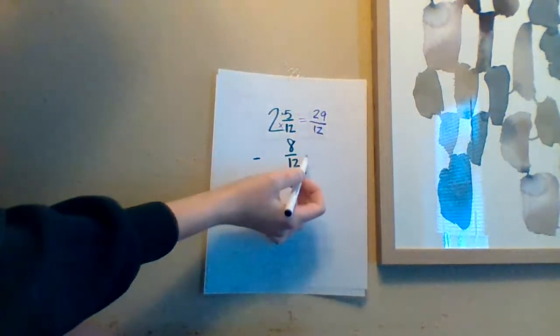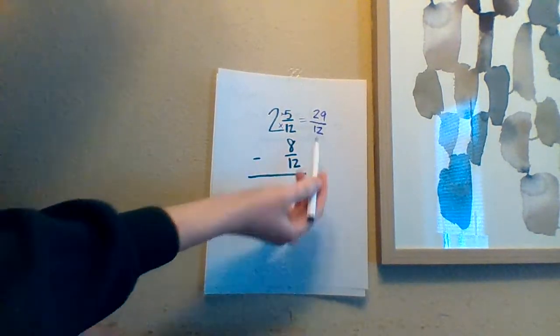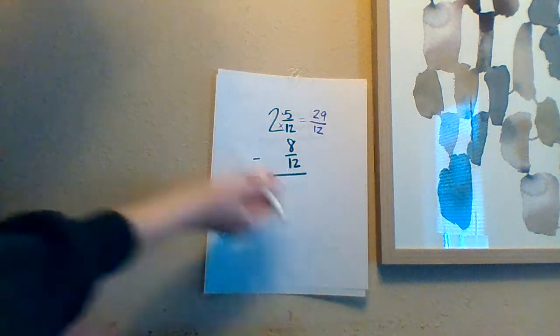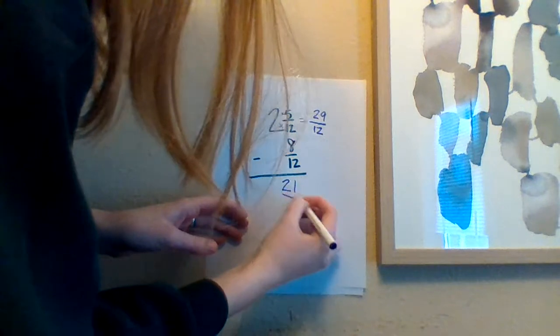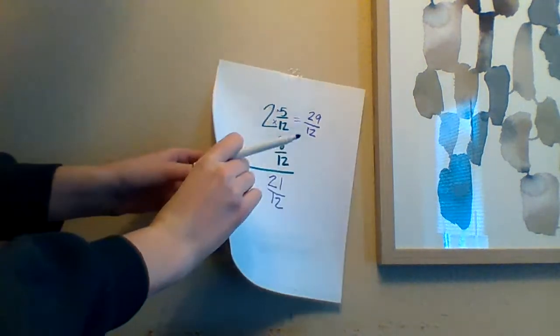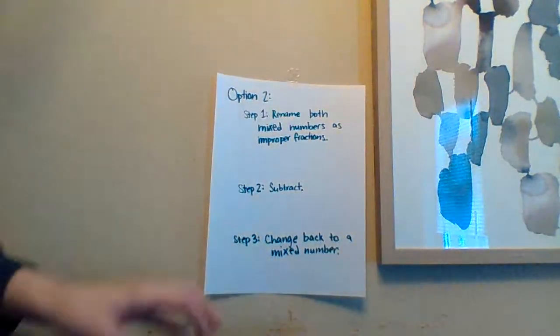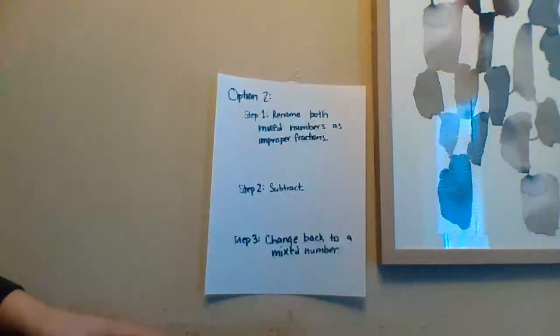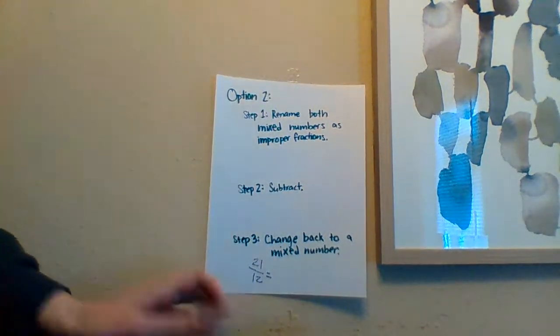I don't have to worry about this one. Again, if this were a mixed number, I would, but in this case, I don't have to worry about it. Just do 29 twelfths minus 8 twelfths, and you get 21 twelfths. Now remember, you originally started with mixed numbers. You have to end with mixed numbers. So you can't just stop after you subtract. If you have 21 twelfths, you need to then make that into a mixed number again.